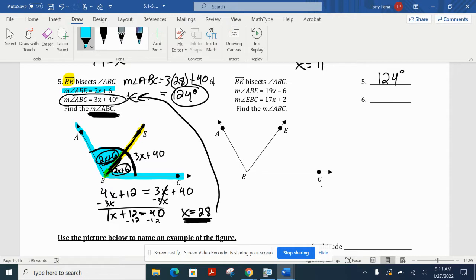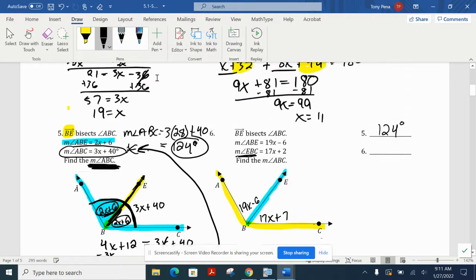All right. So now this one, it starts out the same. I tell you that BE, that ray, bisects the big angle, ABC. So that blue in mine is cutting the big angle directly in half. And then I tell you that ABE is this 19x minus 6. And then this angle now I give you is EBC. So from here to here to here, the other small angle now I give you 17x plus 2.